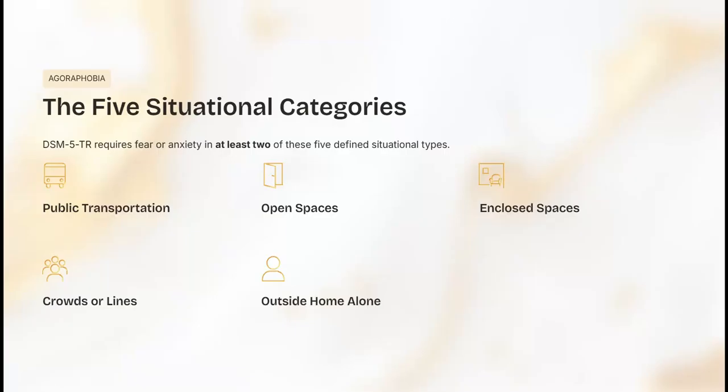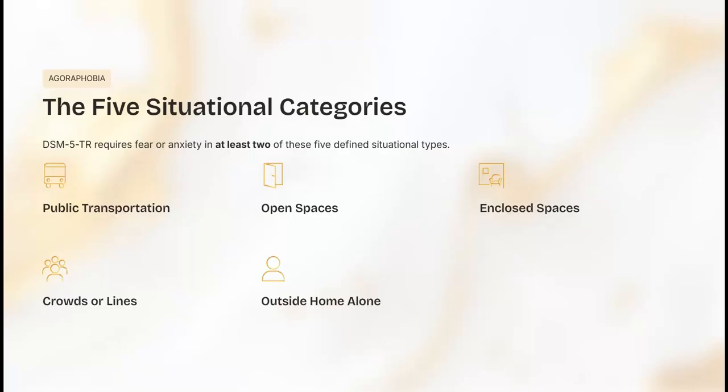Understanding the full range of triggers is essential for, of course, diagnosing and targeting exposure therapy. One of the first categories is public transportation. That's things like buses, trains, subways, and airplanes where they can't easily exit. They have this intense fear or anxiety about public transportation. Or open spaces: large areas like parking lots, grocery stores, and bridges, because it feels difficult, like they can't escape from there.